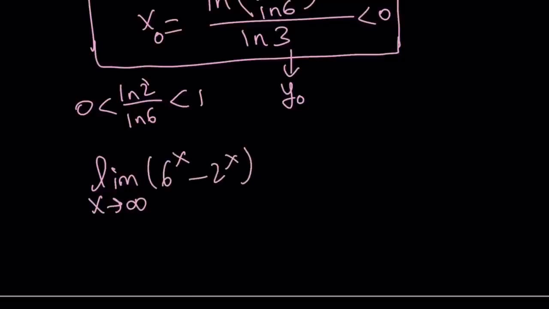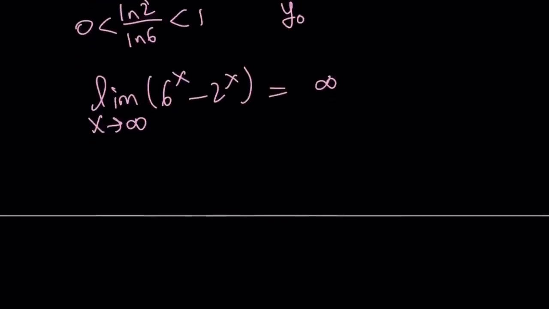Now, obviously, 6 to the power x is going to grow much faster than 2 to the x, so this limit is going to be infinity. And sometimes we say limit does not exist, but basically, this function approaches infinity as x approaches infinity. Okay. For people who are very rigorous, you can probably make it more rigorous. Anyways, as x approaches negative infinity, what happens, right?